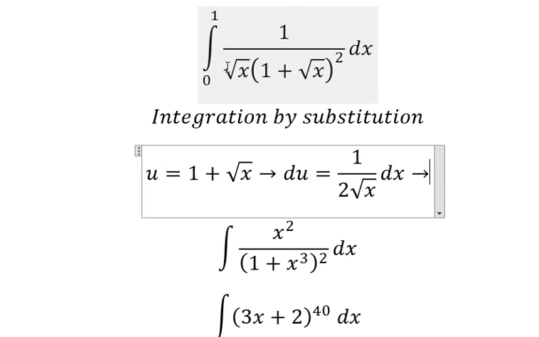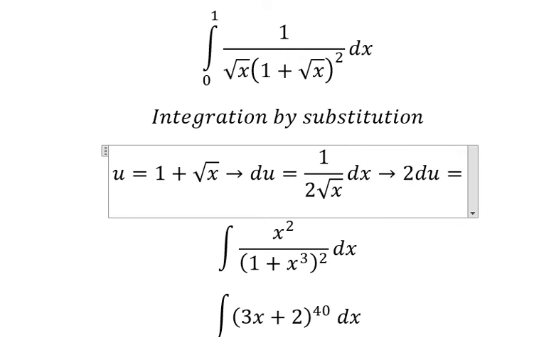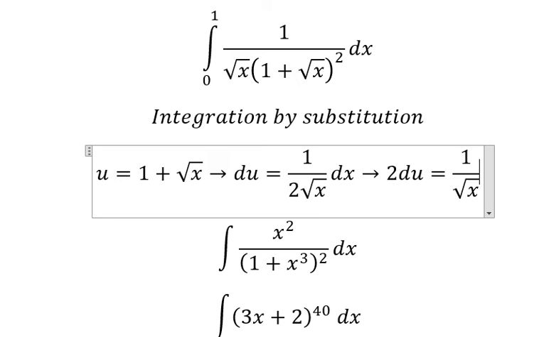Next, because we don't have number 2 in here, I will put number 2 to the left. And you get 2 du equals to 1 over the square root of x dx.